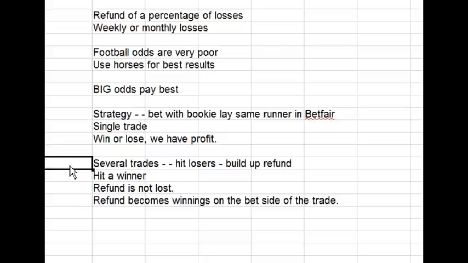If you decide to do several trades with the bookie, as long as you're hitting losers, you build up your refund. And if we happen to hit a winner, the refund is not lost. You could have no loss at all with your bookie, but if you hit a winner using this staking method, the refund that you've built up with your bookie is transferred into your winnings on the bet side of your trade. Okay, let's have a look at the spreadsheet.